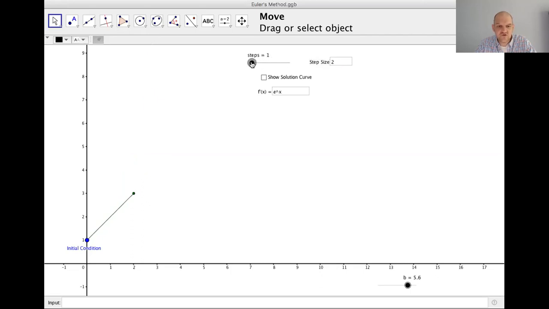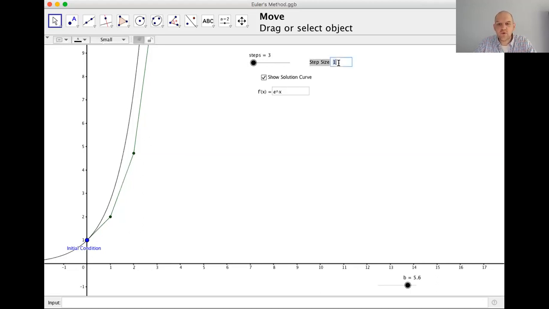Really fast, because 2 is huge. Oh, did I just crash it? Maybe. I don't know what I did. Oh, I guess I double clicked. So 2 is huge. If we use 1, 1 is smaller. Let me just show the solution curve. Way off, right? Because the tangent line was below, and then it just keeps getting worse.